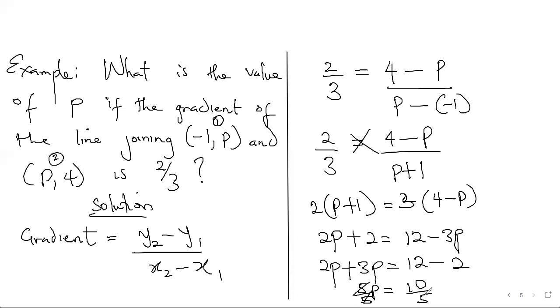So 5 cancels that, and 5 here, 2. So p equals 2. I hope that makes sense.